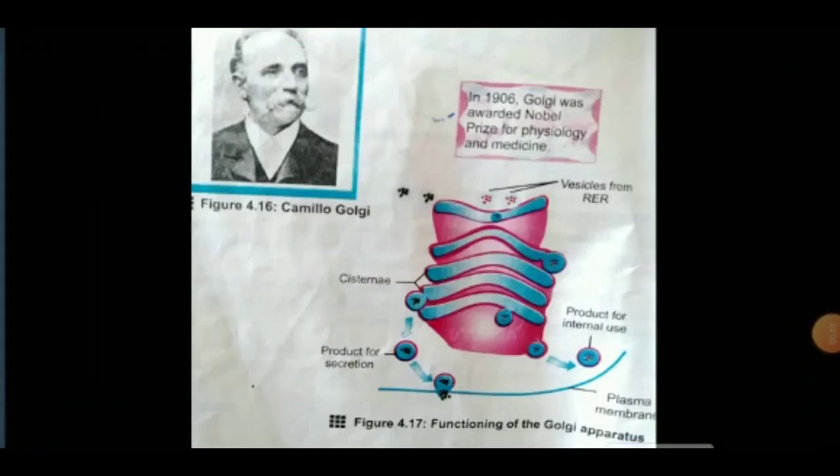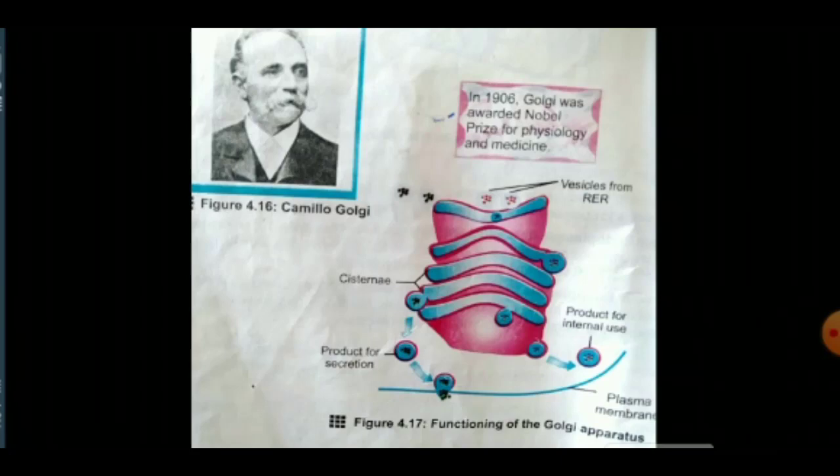Now students, open page number 64. The cell organelle we are going to discuss right now is Golgi apparatus. Golgi apparatus was discovered by Camillo Golgi. It is a set of flattened sacs called cisternae. When many cisternae are stacked over each other, they form Golgi apparatus or Golgi complex.